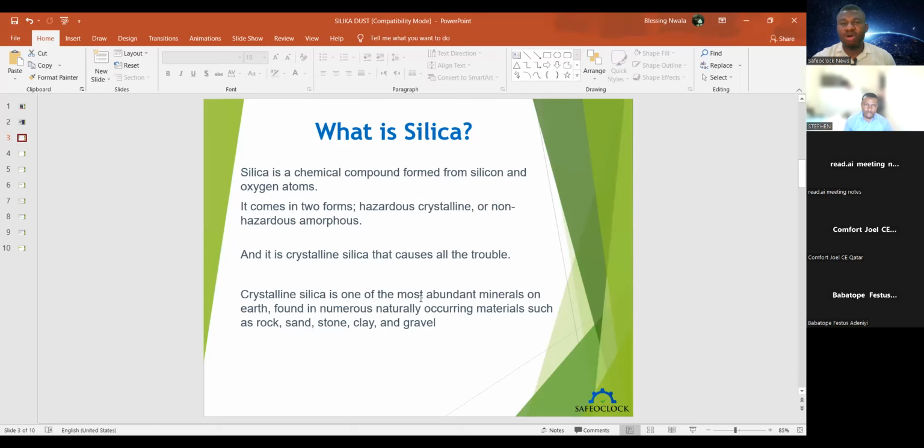Crystalline silica is one of the abundant minerals on Earth, which simply means it can be found almost everywhere. You can find crystalline silica in rocks, sand, stone, clay, and gravels. Because it's abundant and everywhere, there is a tendency of the risk being high because of the availability.